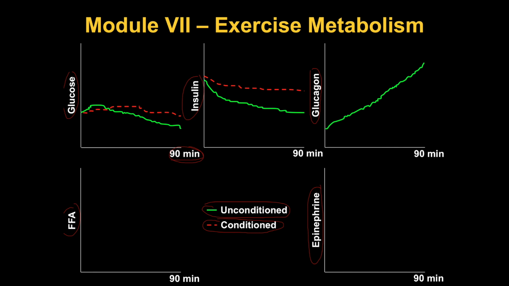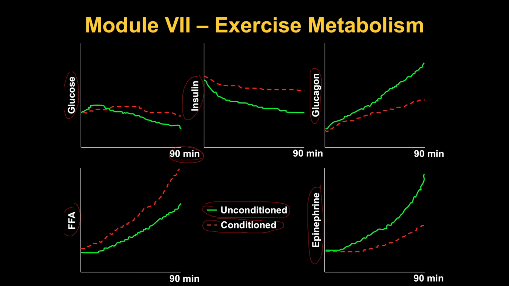As far as glucagon is concerned, again, the conditioned individual has a lower level of glucagon in the blood. As far as epinephrine is concerned, epinephrine differences are quite substantial. The conditioned individual, again, does not have as much epinephrine release. And as far as free fatty acids, which goes hand in hand with this epinephrine, again, the conditioned individual is going to have a higher concentration of free fatty acids, and that's simply because they're more conditioned.